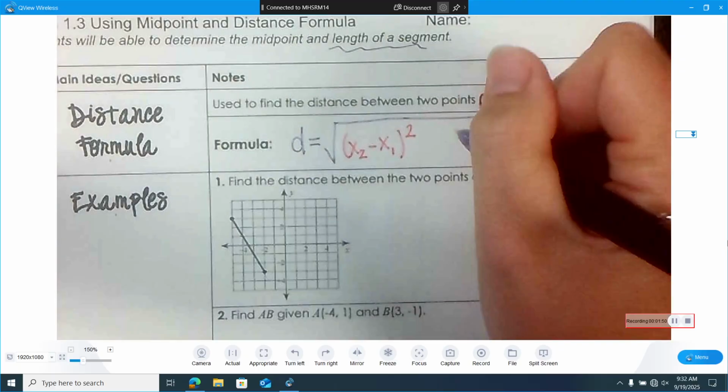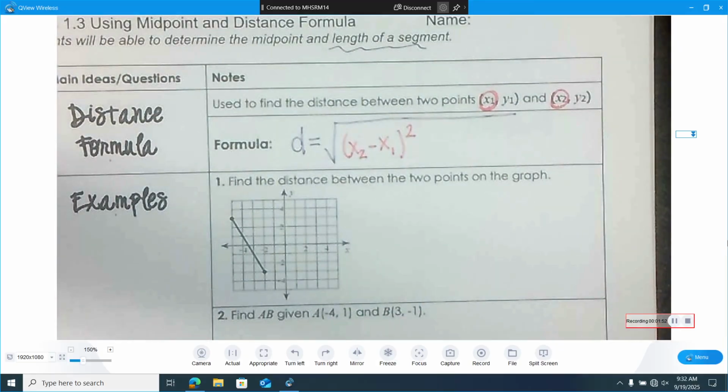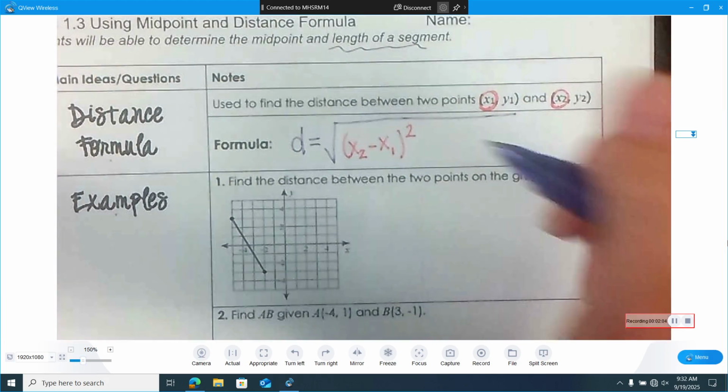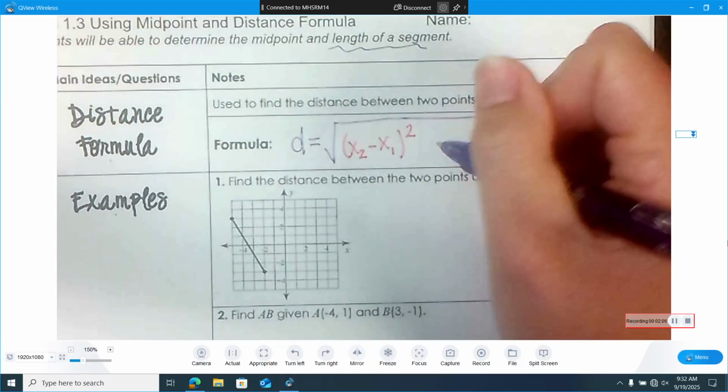I don't like just giving out formulas, but this formula comes from the Pythagorean theorem, okay? And it works really, really well. Today we're learning the formula. In the future, we're just going to use the Pythagorean theorem because it's super easy. But we're going to use the formula and our calculators today.